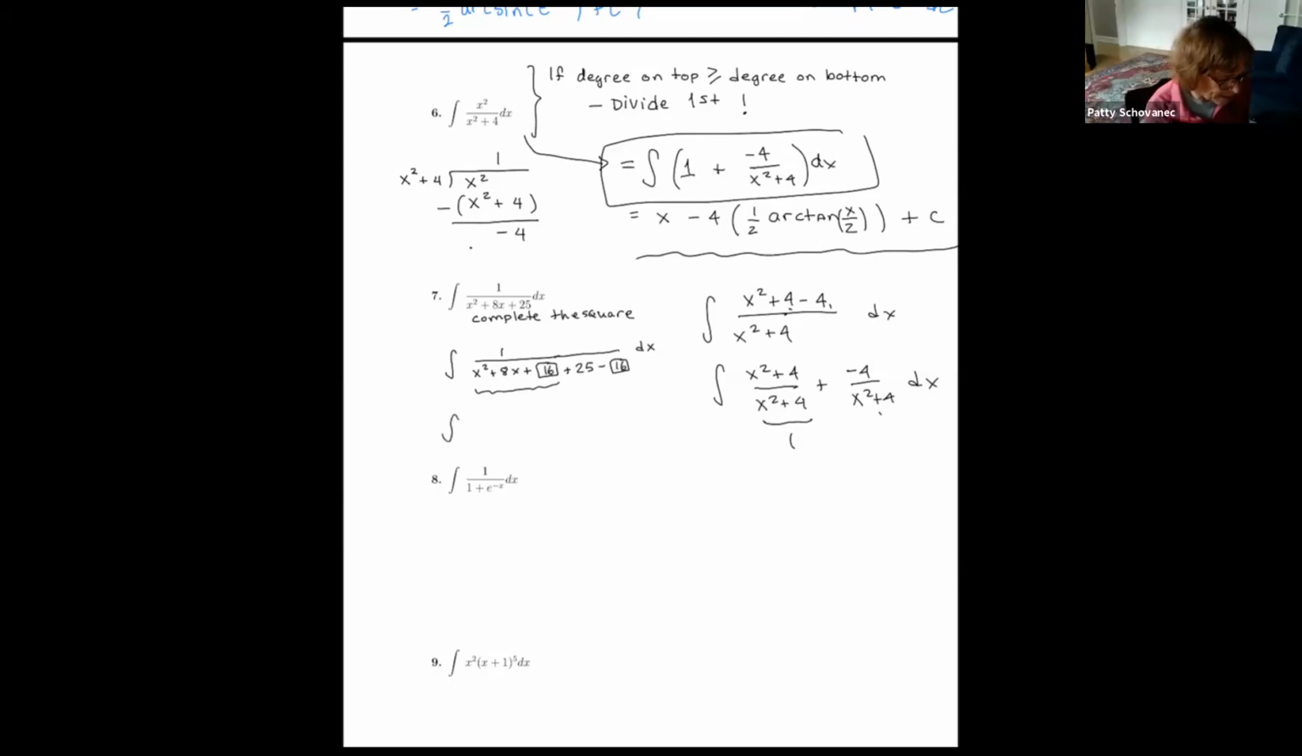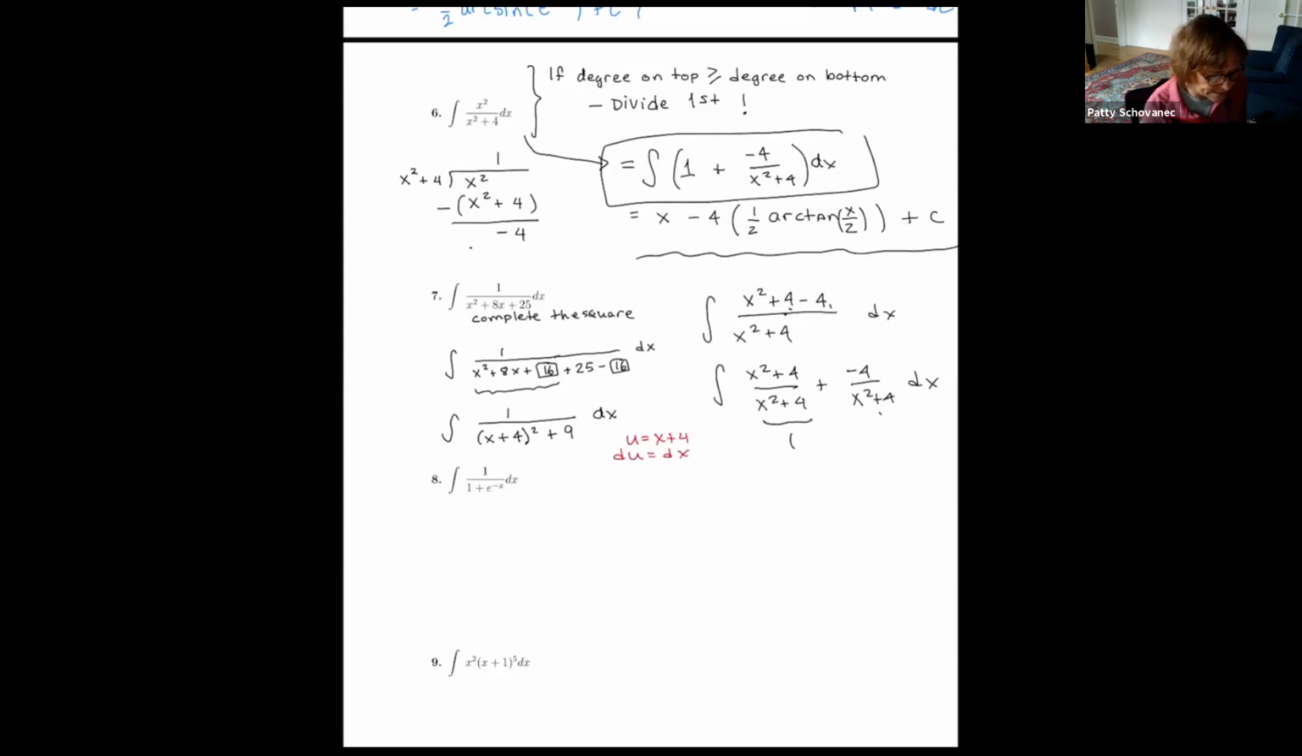Then the first batch of terms factors as x plus 4 all squared. And then 25 minus 16 gives me a 9. Did that help any? Yeah, if I just hide the x plus 4, I have 1 over u squared plus 9. That's an inverse tangent. Well, I don't have to hide it. I can just call it u.